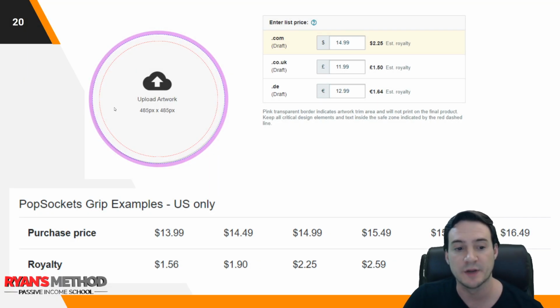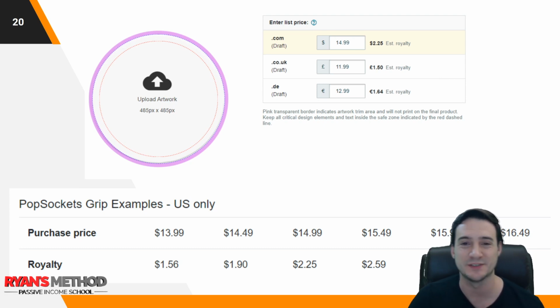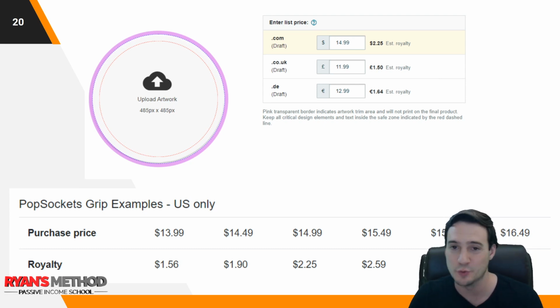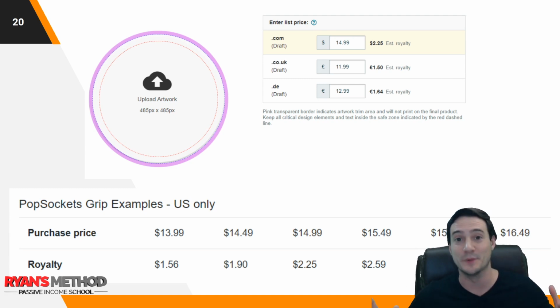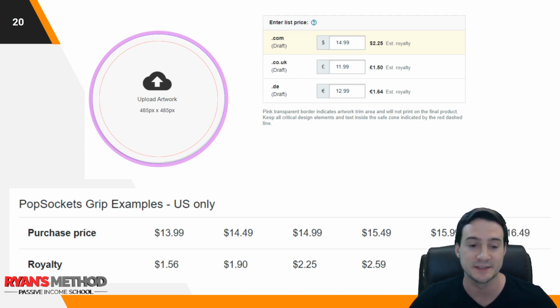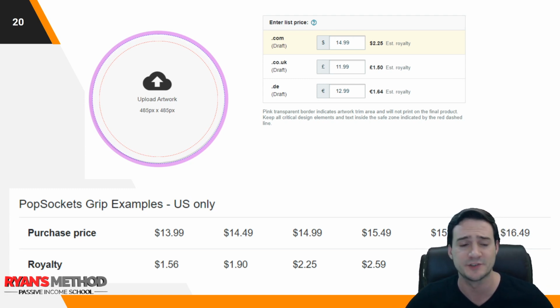All right, PopSocket grips. At $13.99, you make a royalty of $1.56. The sweet spot here for me is to probably start low and then increase to around $14.99. I haven't made any sales for greater than $14.99 in my Amazon Merch selling career as far as PopSockets go. By the way, if you're new to Merch, PopSockets are super easy to design for.